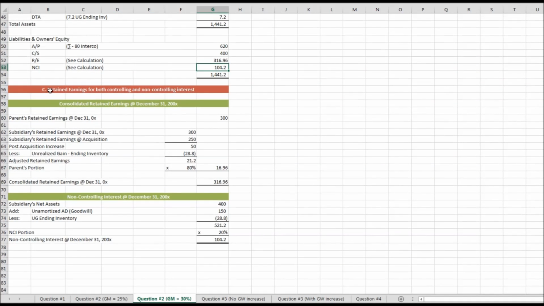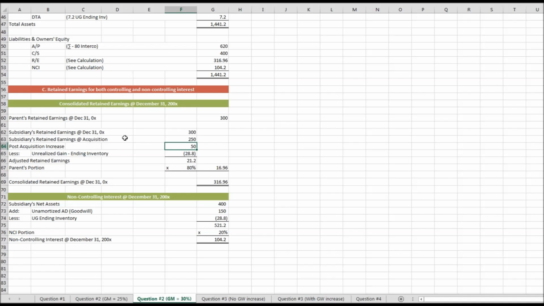So in Part C over here, we're going to calculate consolidated retained earnings first. So the parent, from the balance sheet provided to us on the midterm in question 2, had retained earnings at year end of $300, and the sub had the same amount. So now we have to adjust for the increase in retained earnings that the sub had from its acquisition right here to the current date, so year end. So we subtract the $250 from the $300, and we have a $50 increase since the acquisition.